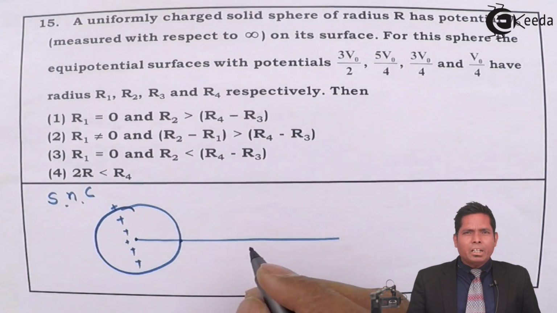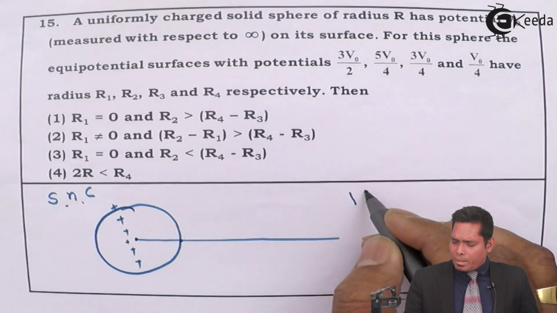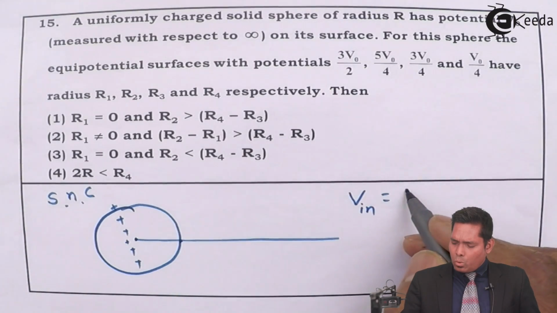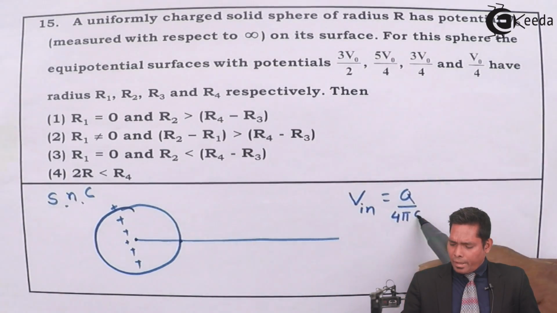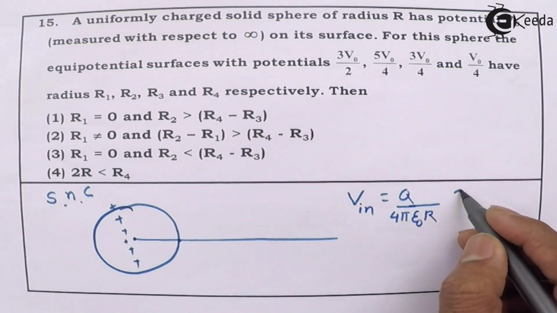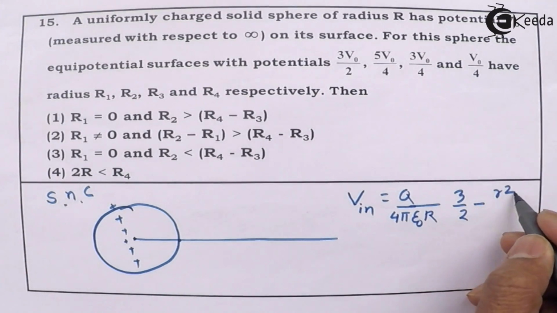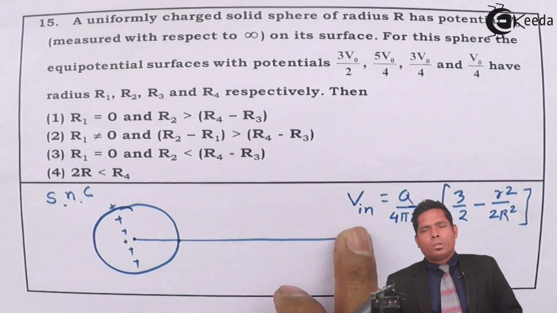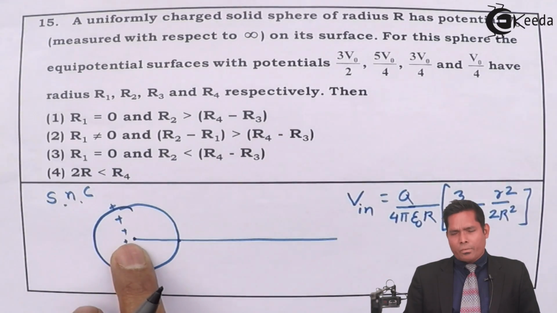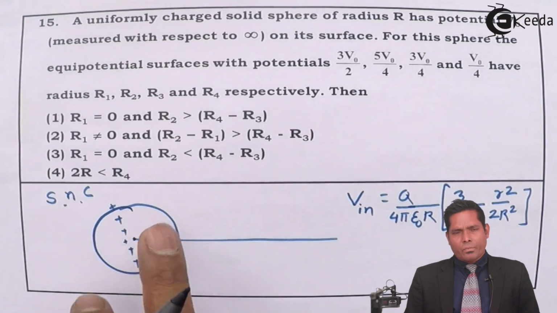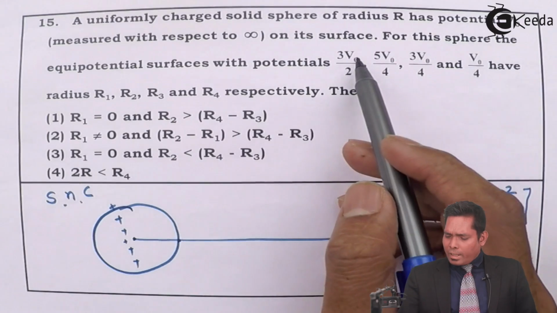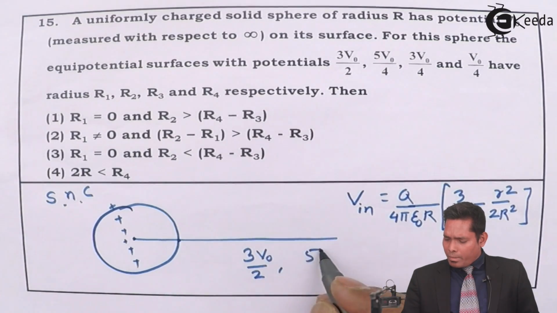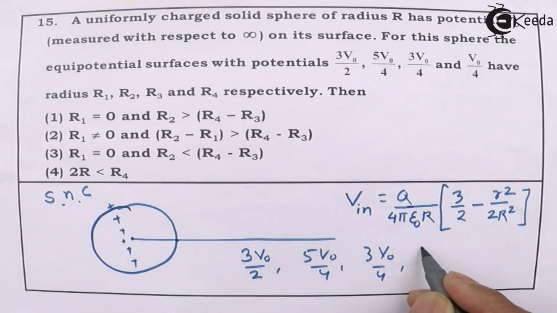Now, for an interior point, the potential inside is given by the expression Q upon 4 pi epsilon naught R times (3 by 2 minus r square divided by 2R square). This is the formula of potential for any point inside the surface. So I have a situation where I want the potential 3V naught by 4. We have the questions of getting the potentials 5V naught by 4, 3V naught by 4 and V naught by 4.